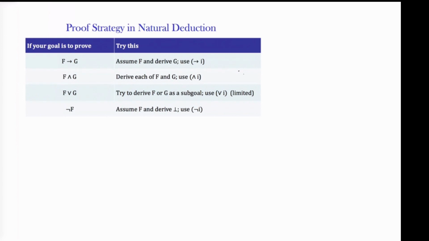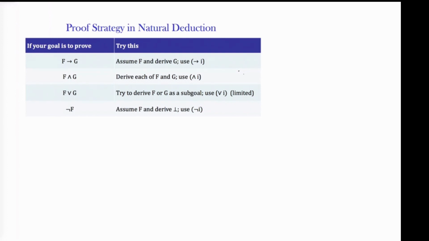So look at the formulas that you want to prove. If your goal is to prove F implies G, then in class we talked about having the assumption F, deriving G, and then using the implication introduction rule. For the conjunction, I said to derive each of F and G and then use conjunction introduction after that. And for disjunction, you can try to prove one of these formulas, F or G, and then use or introduction. And I said it's limited.